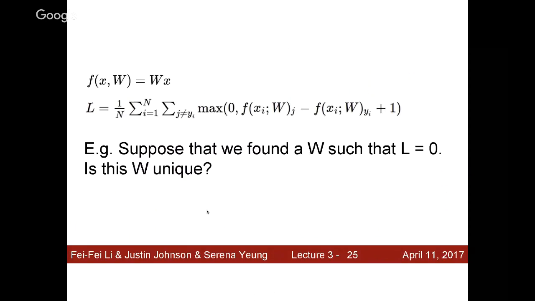So suppose we found a W such that the loss equals 0. That means it gets everything correct on what you gave it. So I gave it a set of 10 images. It got all of them correct by a comfortable margin. Is this set of model parameters unique? No, because there could be a lot of parameters, W, that do this.